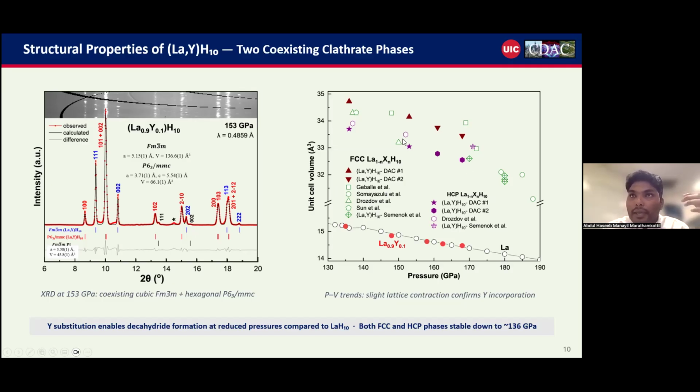Both cubic and hexagonal phases survive decompression all the way down to 136 GPa. Pure LaH10 typically transforms to a C2/m or R-3m structure around 150 GPa. We can see that both our FCC and the HCP lanthanum yttrium H10 are stable down to 136 GPa. So this is going to be important when we look at the transport data next.